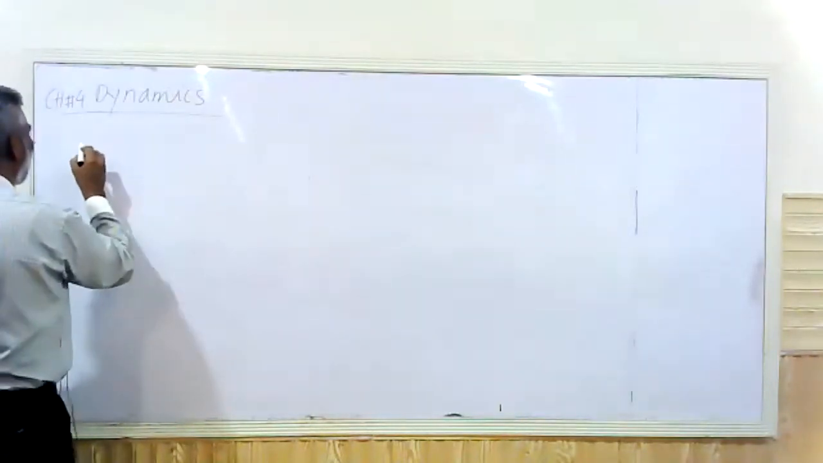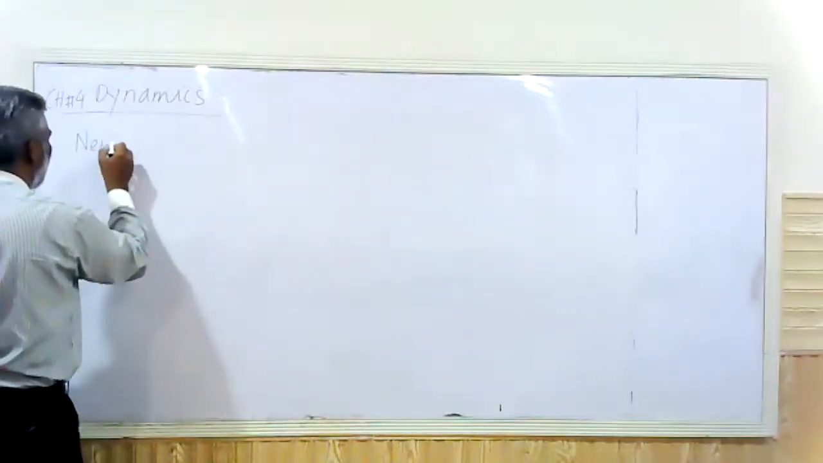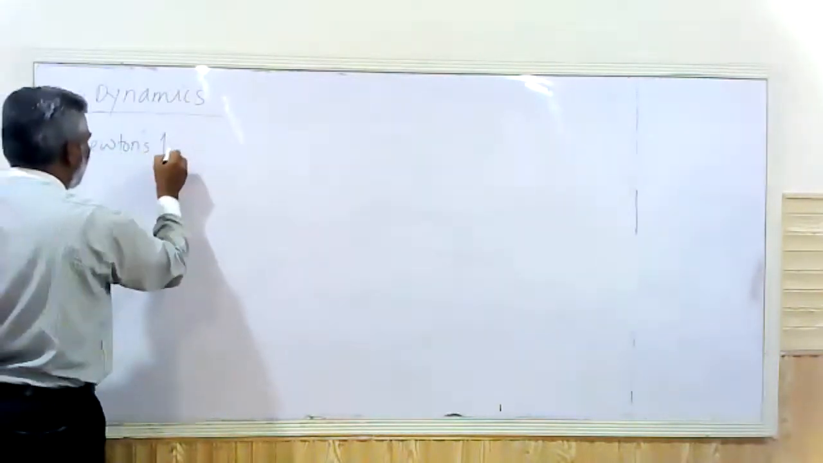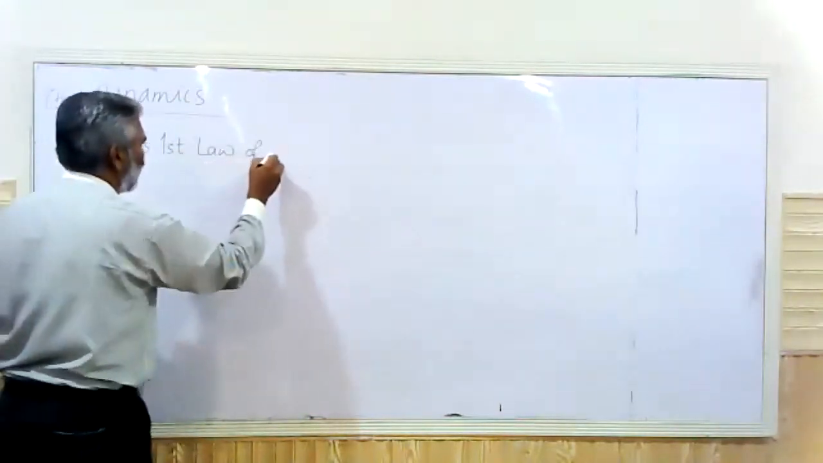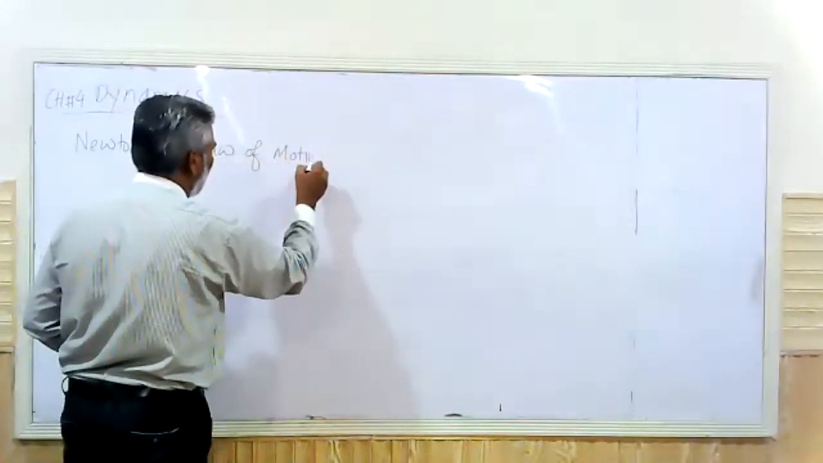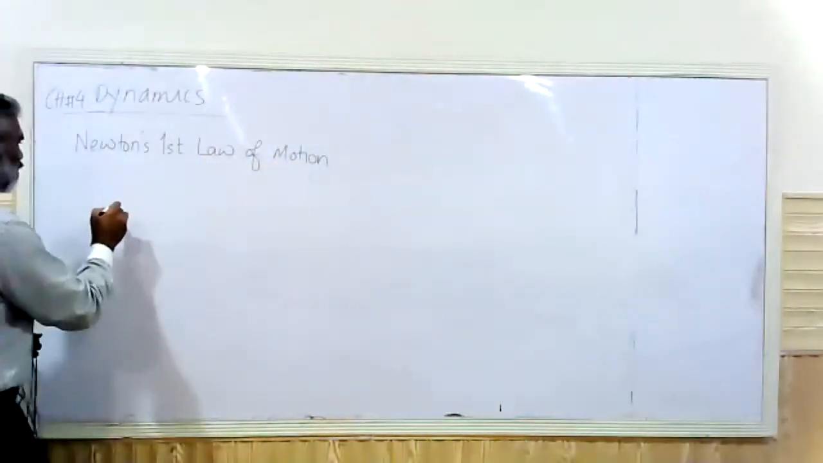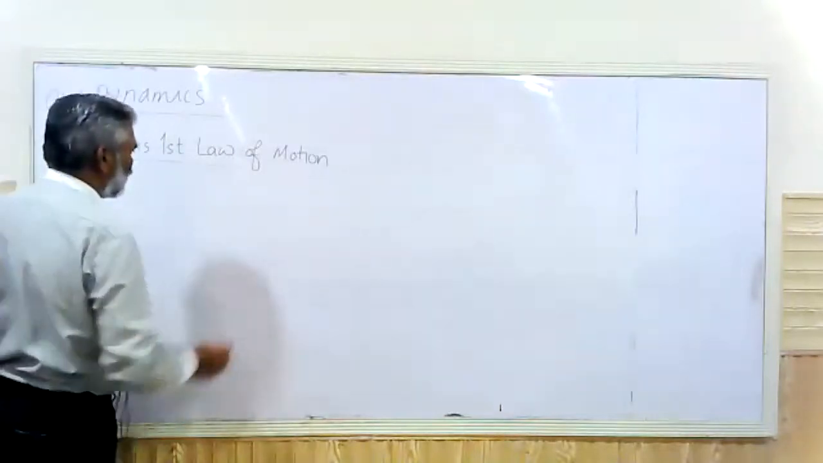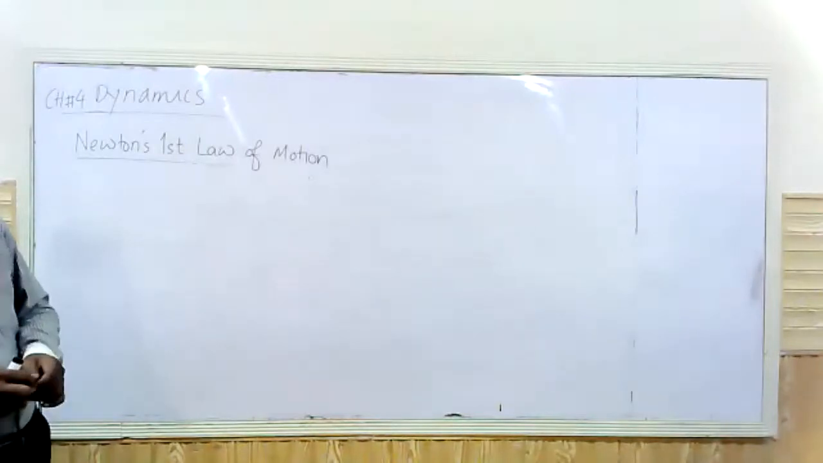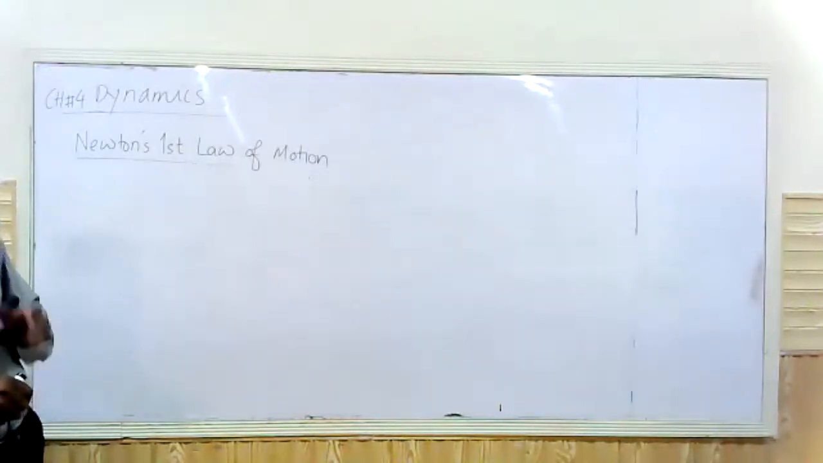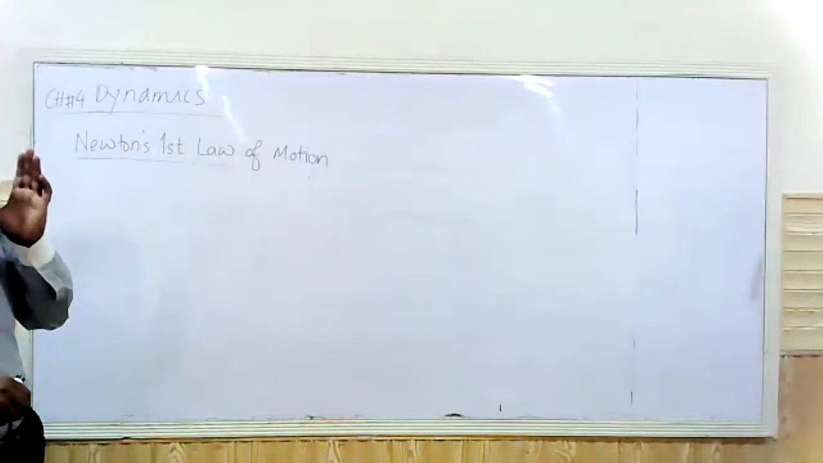And it starts with Newton's first law of motion. Newton's first law of motion states that an object at rest will remain at rest, and an object in motion will continue moving with the same speed in the same direction unless there is an unbalanced force acting on it.